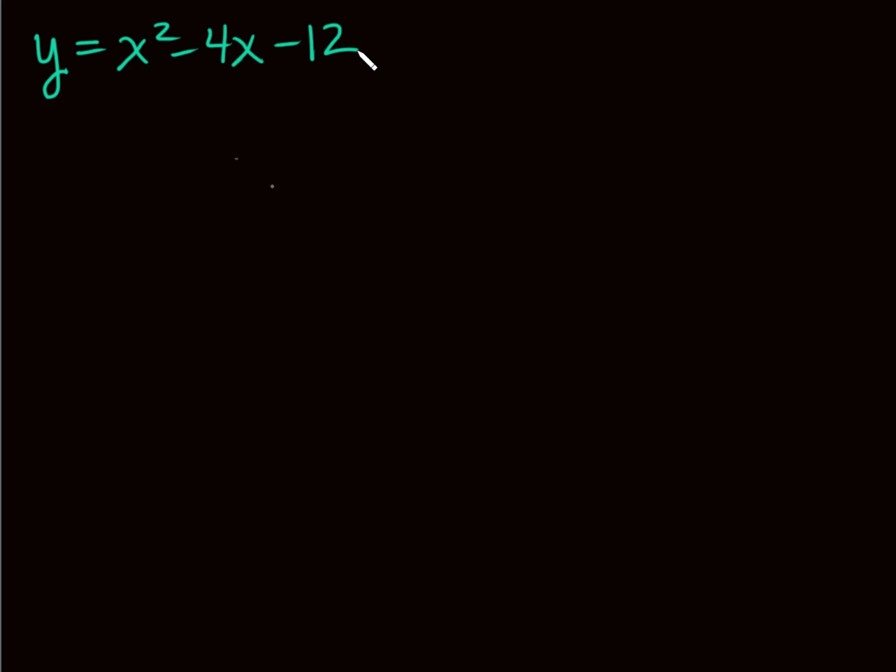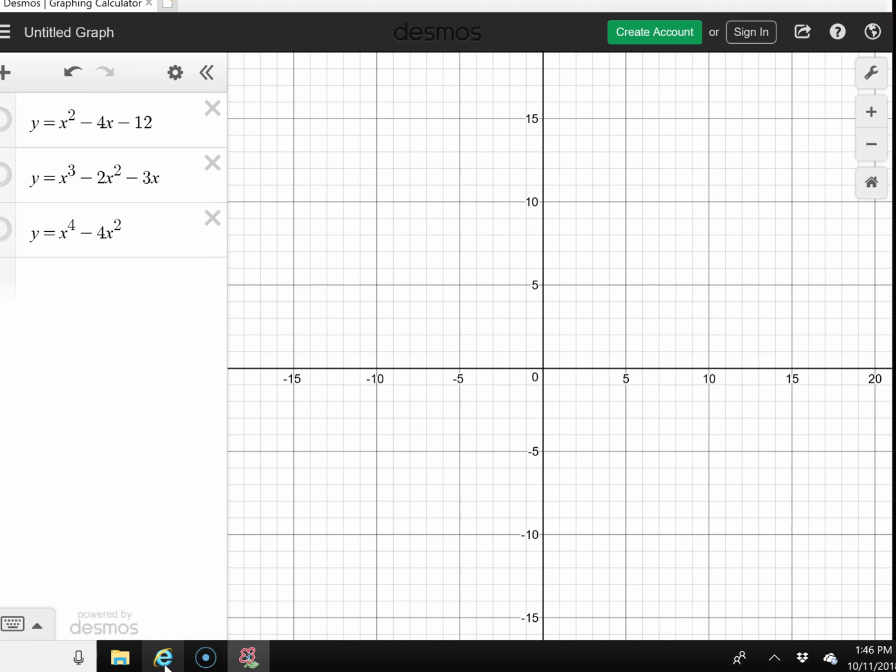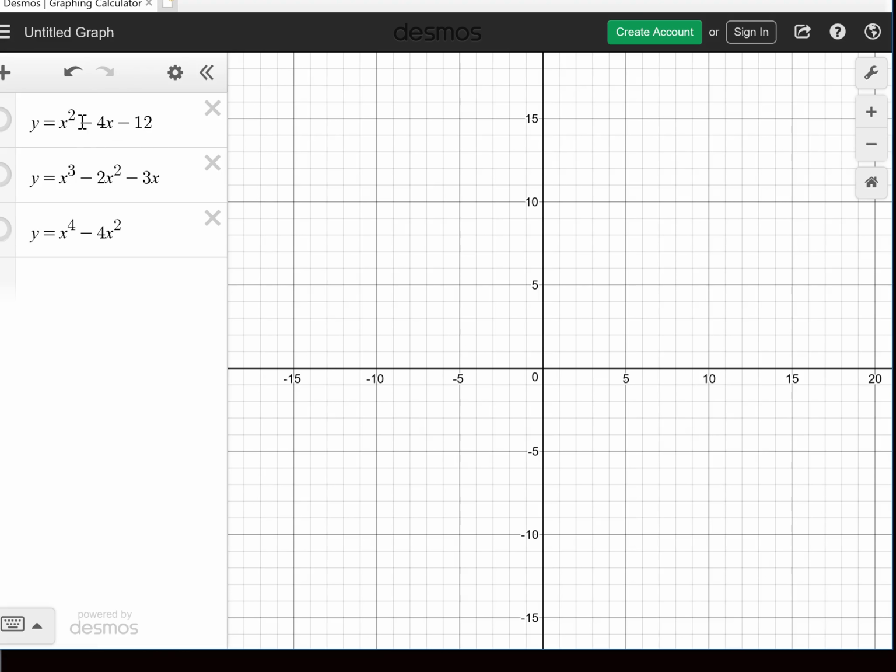So I want to actually show you this. I'm just going to use Desmos. This lecture is not brought to you by Desmos, but we're going to use it. So I have this x squared minus 4x minus 12. We'll look at these guys later and see what's happening. But if I put this in, we know what this is going to look like. We've dealt with quadratics before.